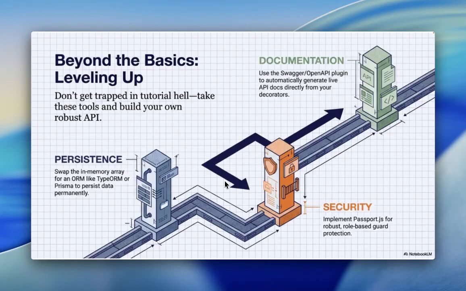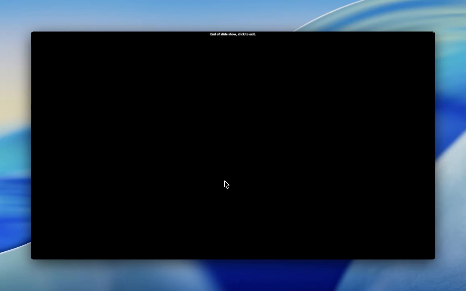Beyond the basics, do not get trapped in a tutorial. Take this toolkit and build your own robust API. Persistence: swap the in-memory array for an ORM like TypeORM or Prisma to persist data permanently. Documentation: use the Swagger or OpenAPI plugins to automatically generate live API docs directly from your decorators. Security: implement Passport.js for robust role-based guard protections.